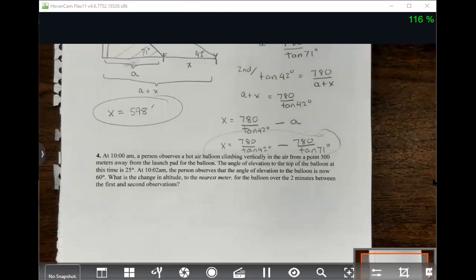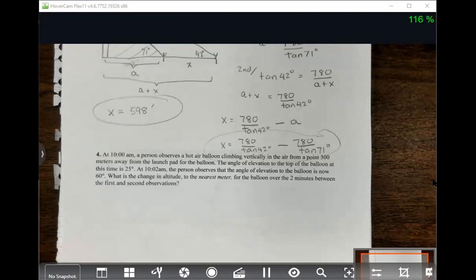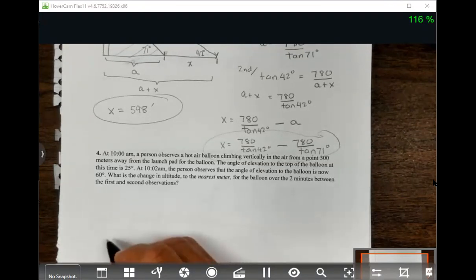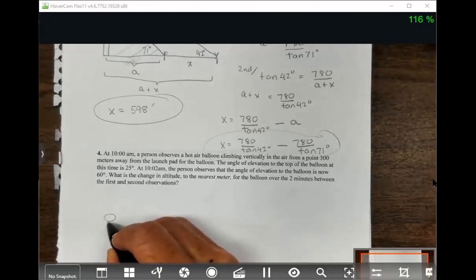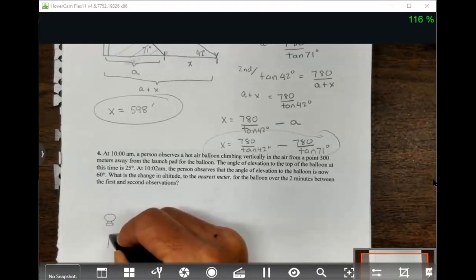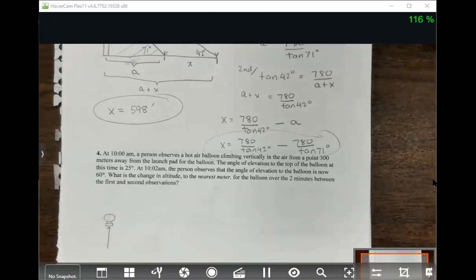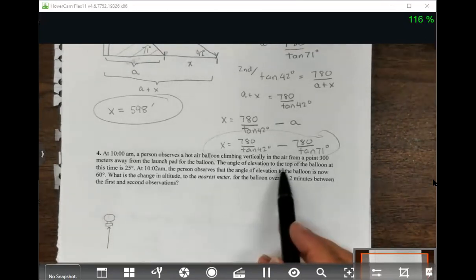So at 10 a.m., the balloon is already in the air, it's climbing. And there's no wind, so this balloon is going straight up. And in 2 minutes, it's changed from an angle of elevation of 25 degrees to an angle of elevation of 60 degrees. So I'm going to draw it like this. First, I'm going to draw it at 10 a.m. So here's the balloon. It's got the little basket down here. It's climbing vertically. And it's right here, we're going to measure to the top of the balloon.